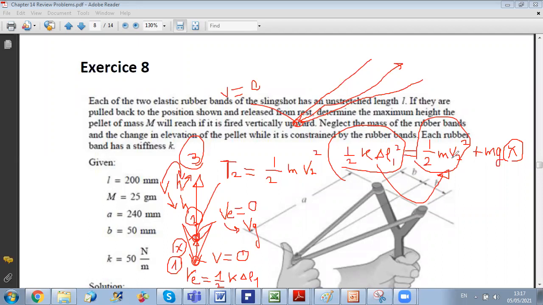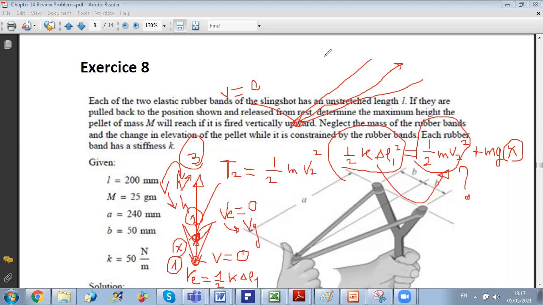But what I'm saying is there was no need to do 2 steps, meaning instead of splitting it into 1, 2, 3, since they didn't ask for V2, they didn't ask what is the velocity of the mass when it leaves the rubber. Okay? They just asked for the maximum height. So you can directly apply it between the initial and final step. Okay? Is it clear? Yes, thank you doctor.